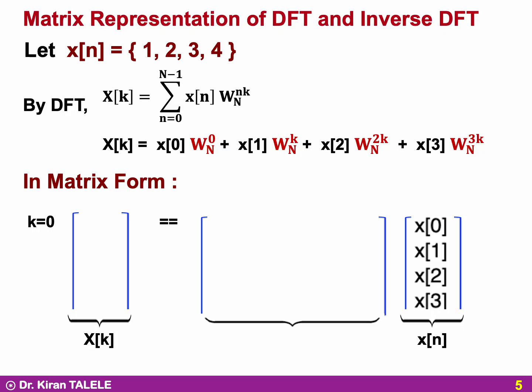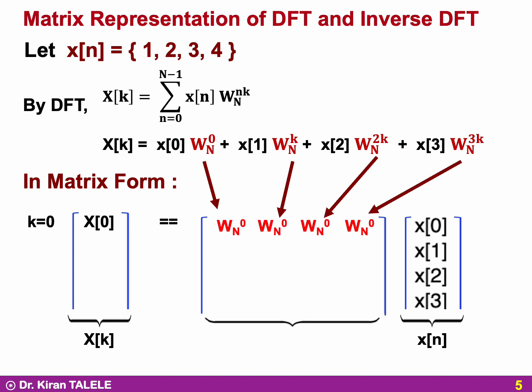So put k equal to 0, you will get X of 0. This X of 0 equals small x of 0, which is already written here, multiplied by W_N raised to 0. So here I'll write W_N raised to 0. Then W_N raised to k, where k is 0. W_N raised to 2k, k is 0. W_N raised to 3k, k is 0. All W_N raised to 0 terms will come here. Row multiplied by this column, the resultant value is X of 0.